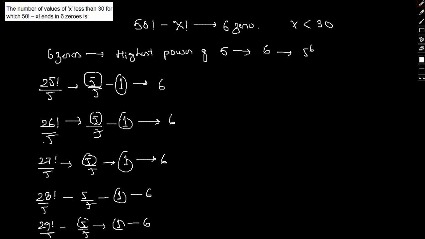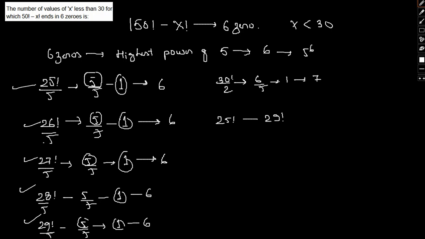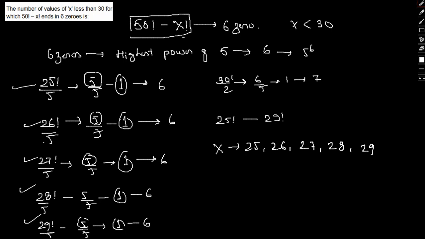Okay, but if we take into account 30 factorial, 30 factorial would be 6 by 5 or 1, that is 7. So from 30 factorial onwards we cannot consider this. Okay, so our range of numbers would be from 25 factorial to 29 factorial, that is these 5 numbers. And for this entire figure to end in 6 zeros, x must also be in that range. Okay, so x's value will be either 25, 26, 27, 28 and 29. So therefore 5 values.